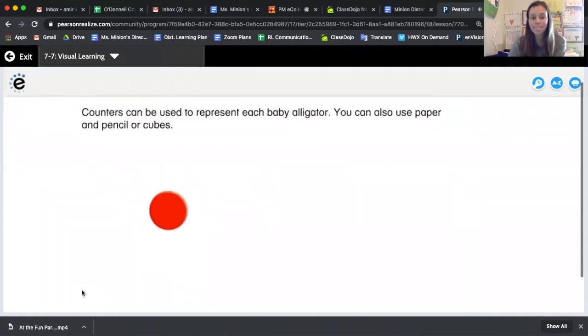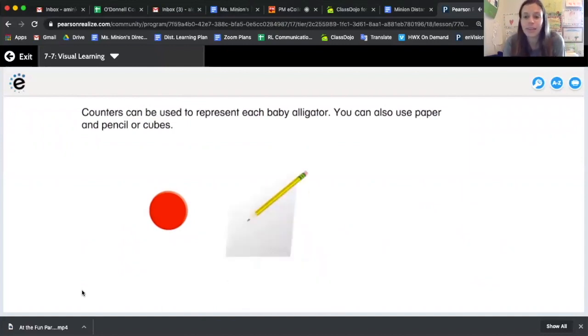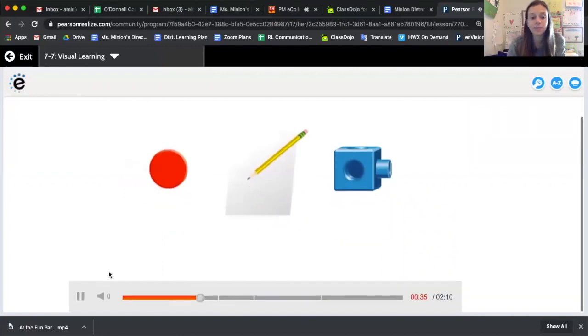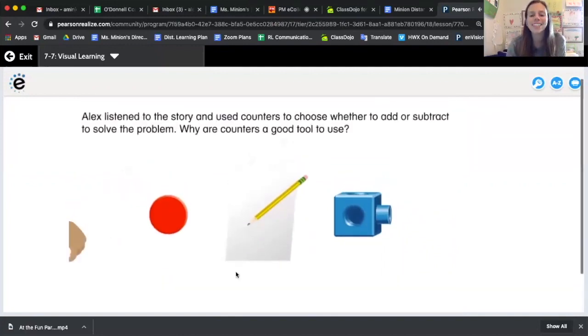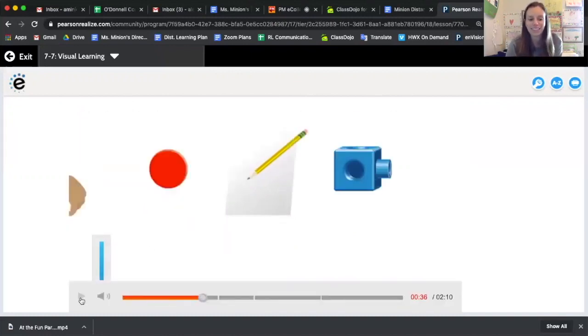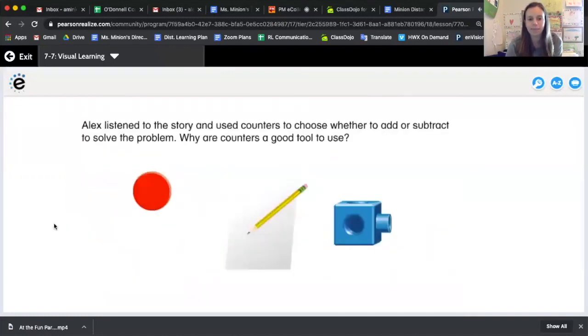Counters can be used to represent each baby alligator. You can also use paper and pencil or cubes. We could draw a picture with our paper and pencil. We can draw a picture with the paper or pencil, or we can use another manipulative like cubes. They show you counters here, but you could really use anything in your house. Little candies, beads, anything you have that you can pretend are little alligators. And used counters to choose whether to add or subtract to solve the problem.